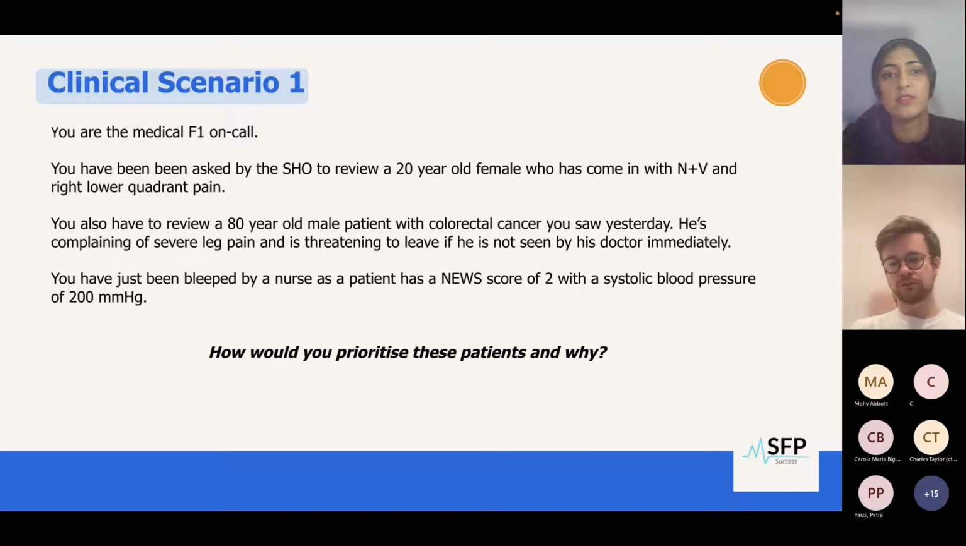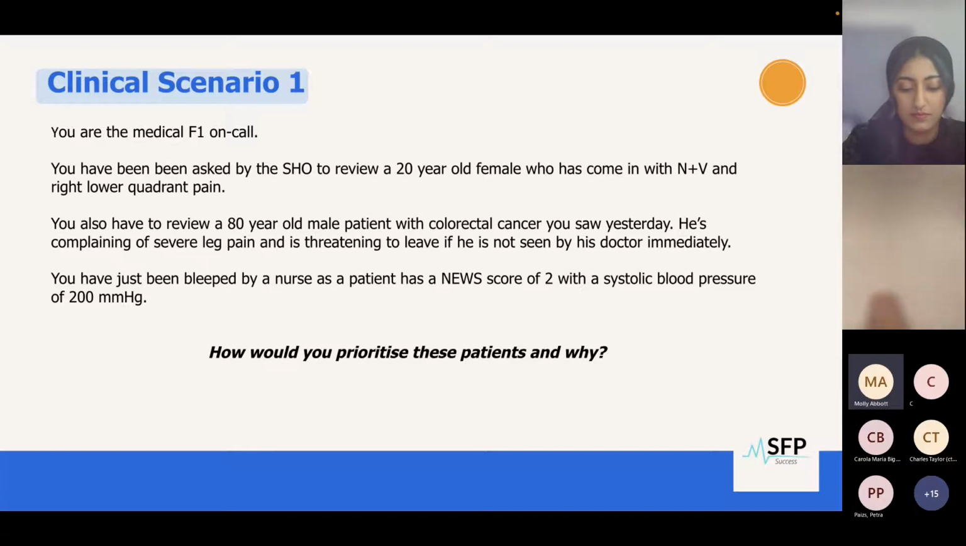Okay, so then who would you go and see? Who would be your second patient to go and see? I think both of the next patients have a valid reason as to why to see them. The patient who's threatening to leave if he's not seen, that's really the main reason, which is obviously very inconvenient, but isn't maybe as life-threatening potentially as seeing the patient with their high blood pressure, which is why I'd say I'd go and see them first.